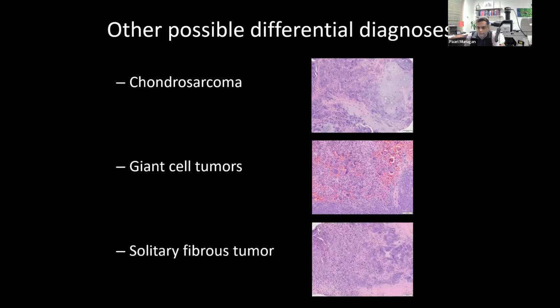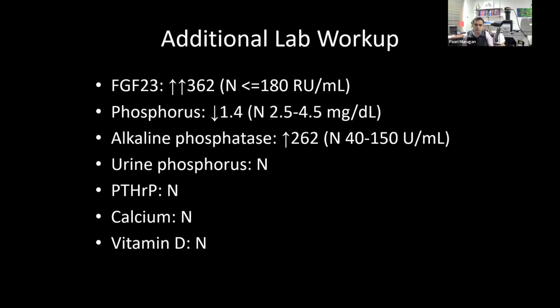And then, although not seen in our particular case, many of these tumors can show expansion of these spindle cells with prominent HPC-like blood vessels that might bring solitary fibrous tumor into the picture. So that's another thing that should be considered. Again, we go back to the clinical and lab workup.